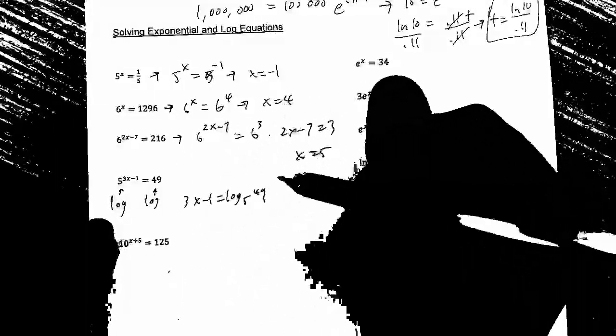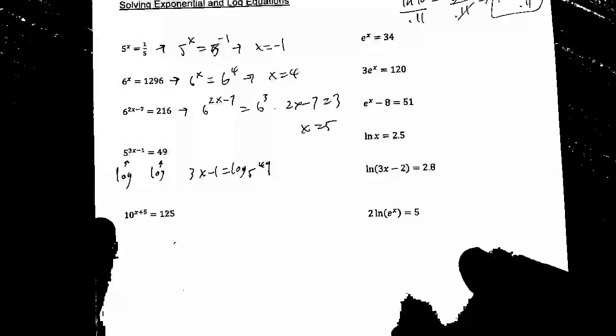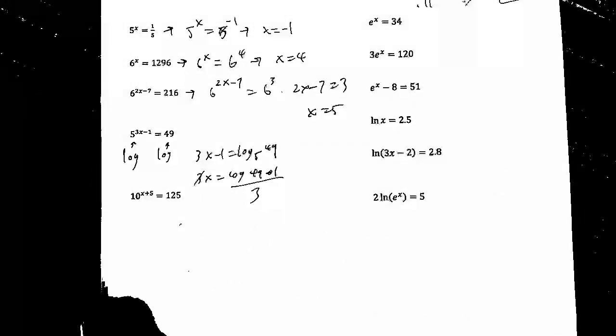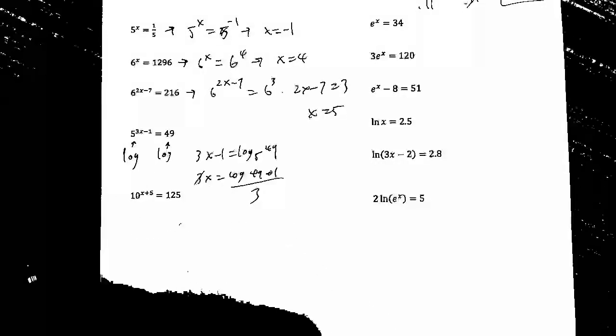When we take the log base 5 of both sides, that undoes the exponential. So we end up with 3x minus 1 equals log base 5 of 49, and then we solve for x from there. So 3x equals log 49 plus 1, and just divide by 3. Is that log base 5? Yeah, it's log base 5, because the base has to match whatever the exponential was.